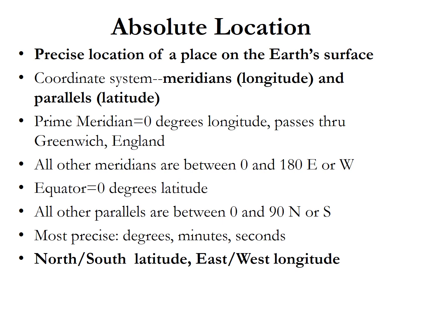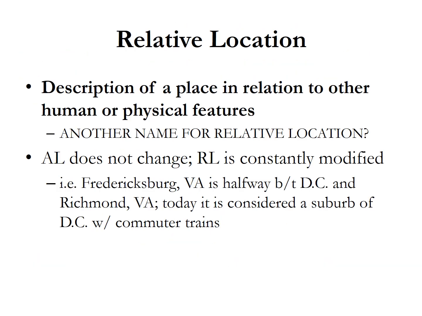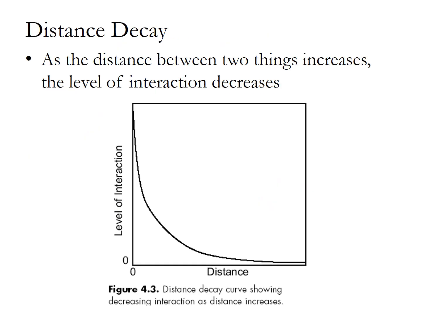It's pretty straightforward. While relative location is the description of a place in relation to other human or physical features, right? So when we talk about where your house is in relation to a gas station or a school or a grocery store, this is how we use relative location. It's not absolute, it's just what's near other things.